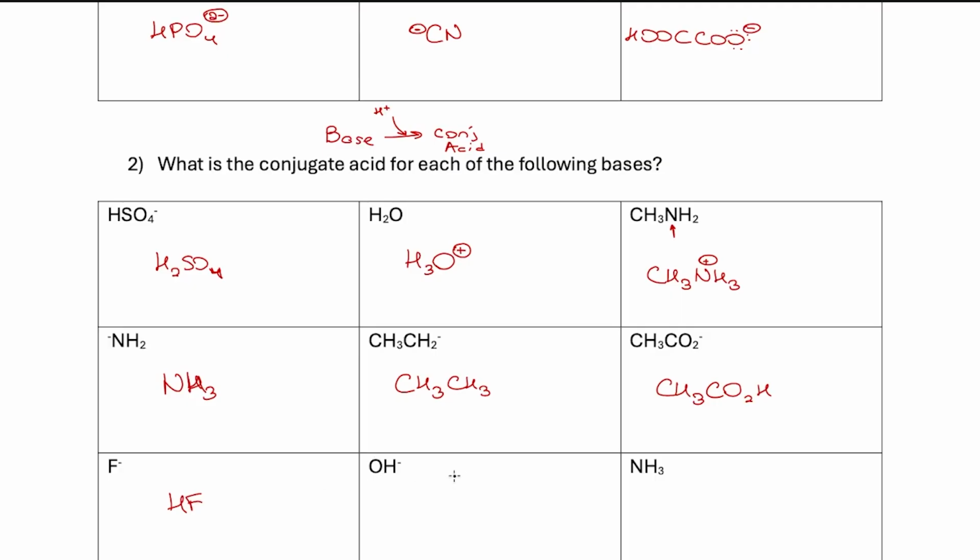Now, the next 3 problems, we have F minus, and so we'll gain that proton, just become HF. OH minus is your hydroxide ion. If we gain that proton back, we'll just become H2O, and obviously water is neutral. And NH3, kind of from this problem, if we gain another proton, we become NH4 plus, which is the ammonium ion.